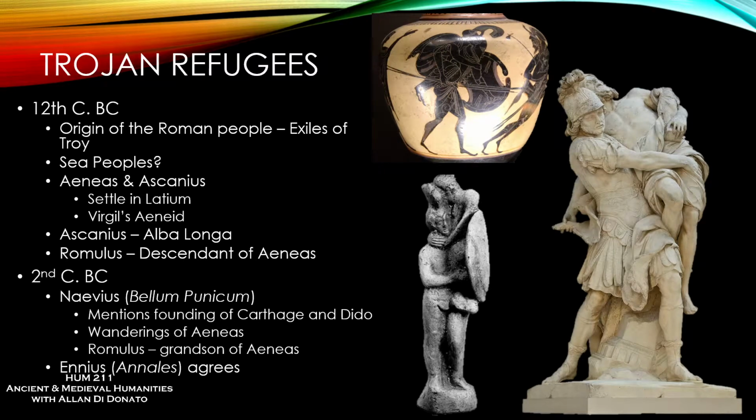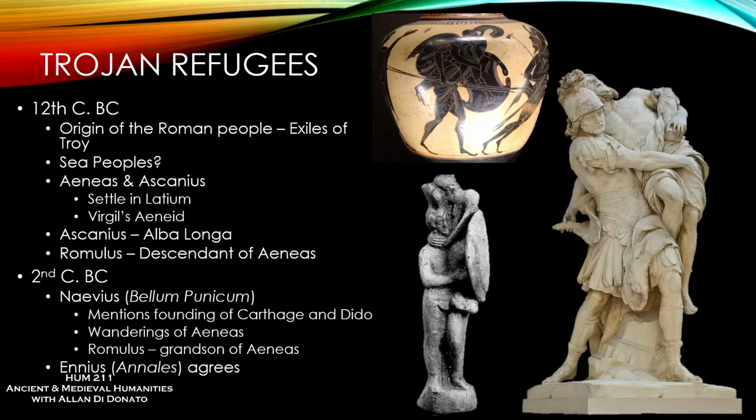According to Roman historians prior to Virgil, Naevius, Ennius, these guys working in the 2nd century BC, they have a mention, particularly in Naevius, in his epic poem called the Bellum Punicum, which deals with the Punic War, something we're going to look at very shortly. He talks about the founding of the city of Carthage and its queen Dido. She's going to be very big in the story of Aeneas. The wanderings of Aeneas actually take him to Carthage at one point before he arrives in Italy. But according to these early historians, they describe Romulus, the founder of Rome, as a grandson of Aeneas.